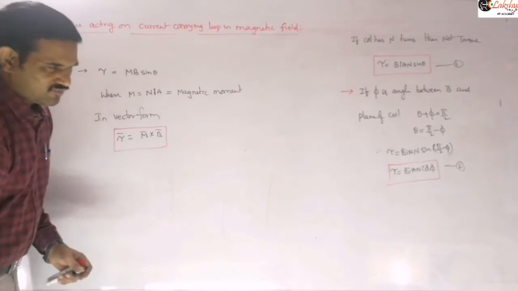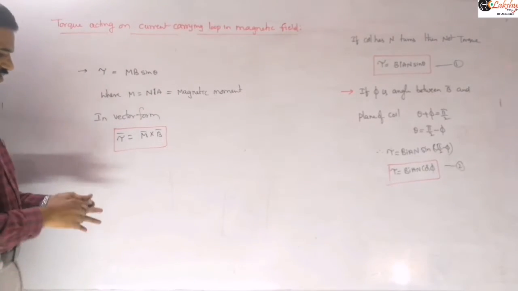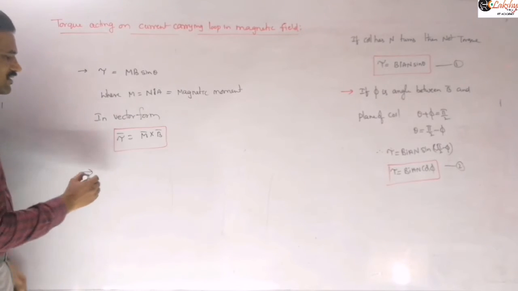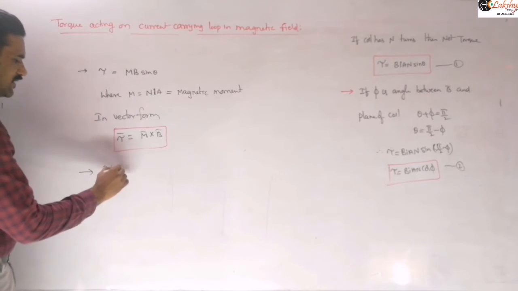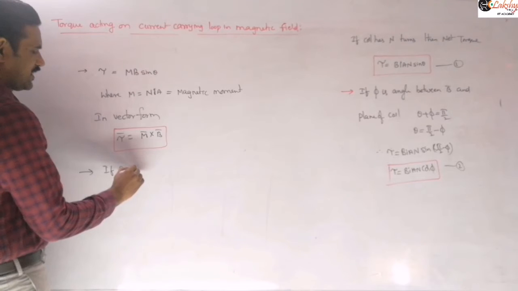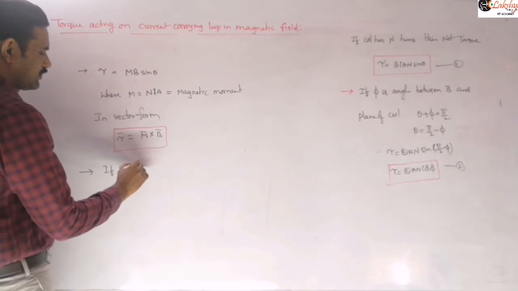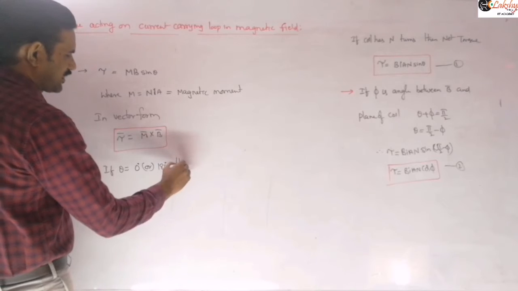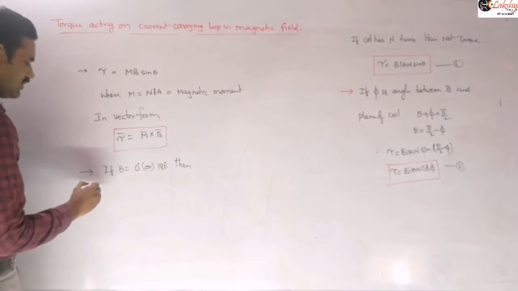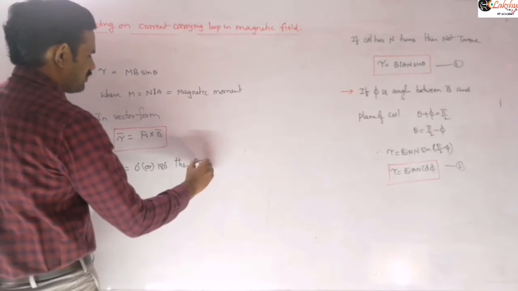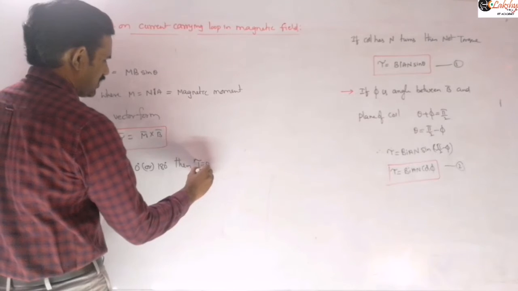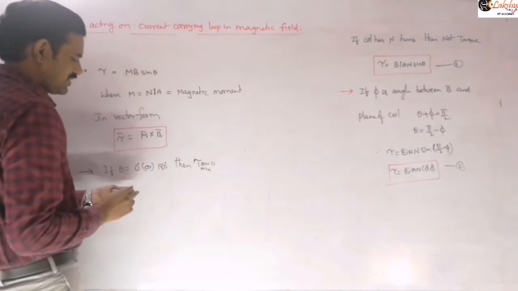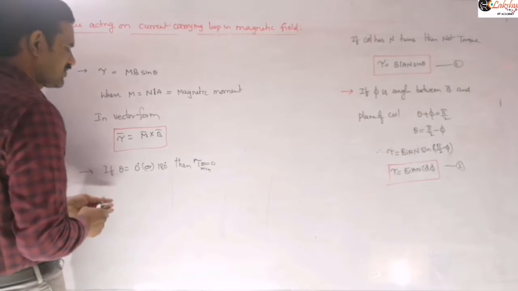Now let us write when this torque becomes maximum and when it becomes minimum. Next, let us write some more points. If theta is either 0 or 180, then the torque acting on this will be 0, right? The torque will be minimum in that case, and that minimum torque will be equal to 0. So you can easily analyze the given situation here.